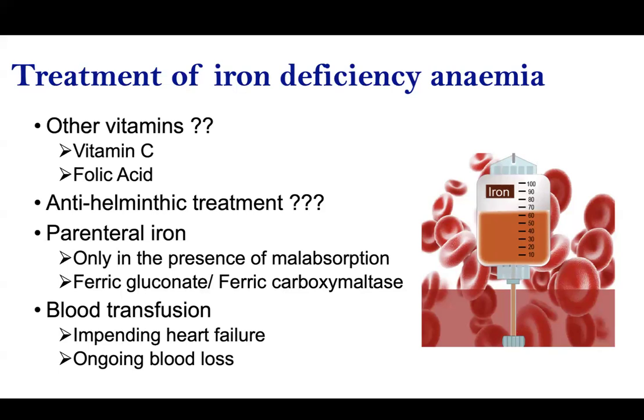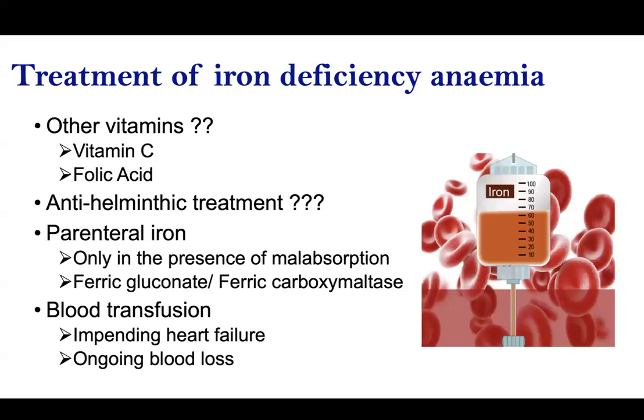The only indication for parenteral iron is if there is malabsorption or rare diseases like iron refractory iron deficiency anemia, which is beyond this lecture. Do we need to transfuse blood? Generally not. Your iron deficiency anemia can be very severe sometimes. We have seen children with hemoglobin of 4 due to purely iron deficiency anemia. Even in those children, we tend not to use blood.